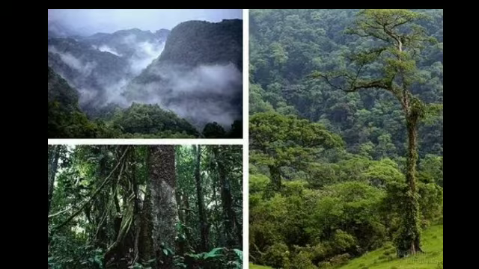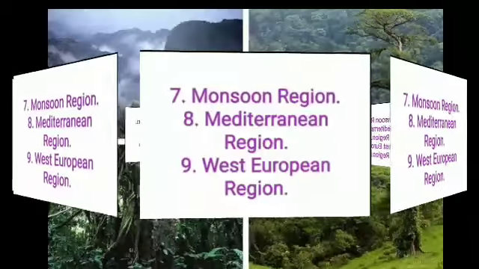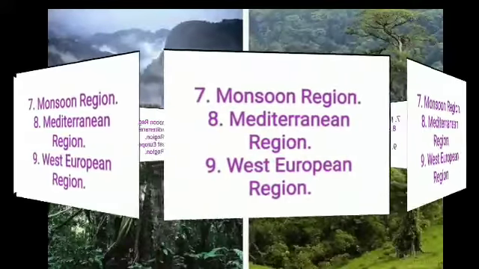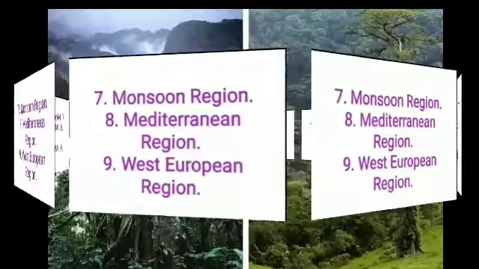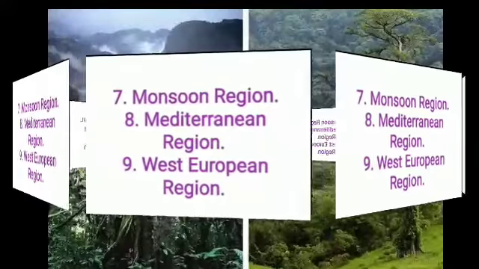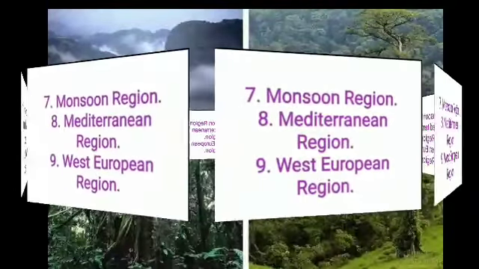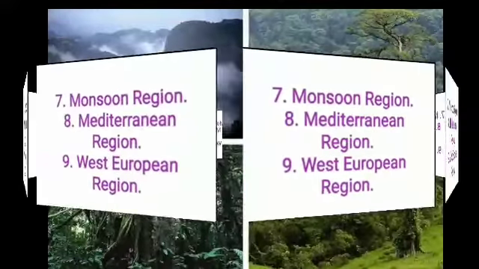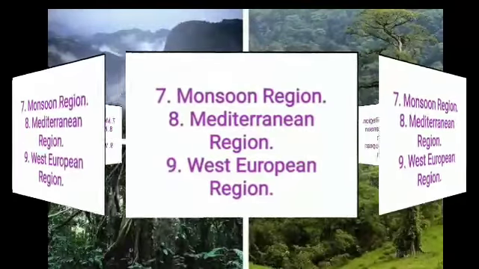So today we'll be learning about some other regions, their location and extent, their climate, their natural vegetation, their human life. They are the monsoon region, Mediterranean region, and the West European region. While students, the monsoon and West European regions stand out because of the wind blowing there. Why are these two regions very famous? Because of the wind blowing there.